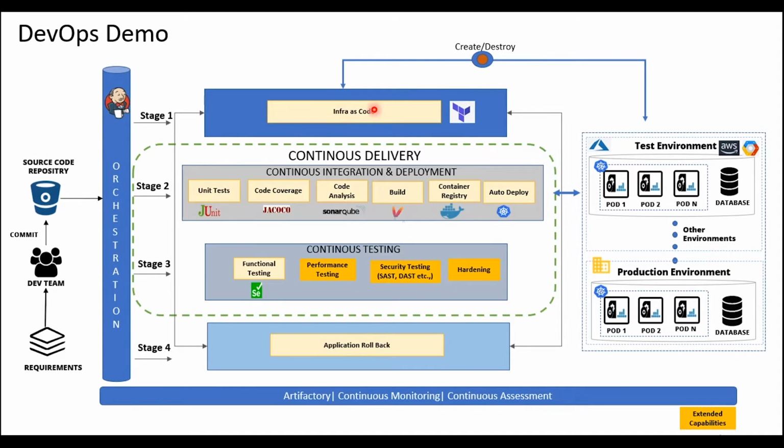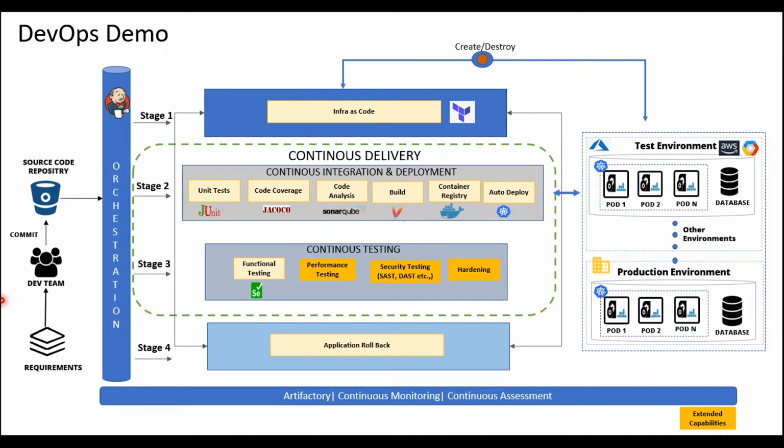As you can see, this is possible through orchestration capabilities like infra as a code, continuous integration, continuous deployment, and continuous testing, resulting in seamless continuous delivery, and also rollback in case of any failures of the application in production environment. For orchestration, we are using Jenkins, and for infra as a code, we are using Terraform. And also there are different tools for continuous integration and deployment.